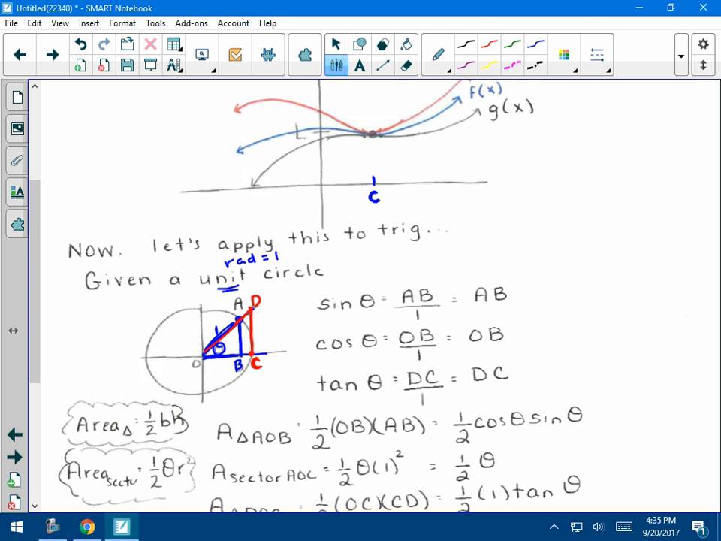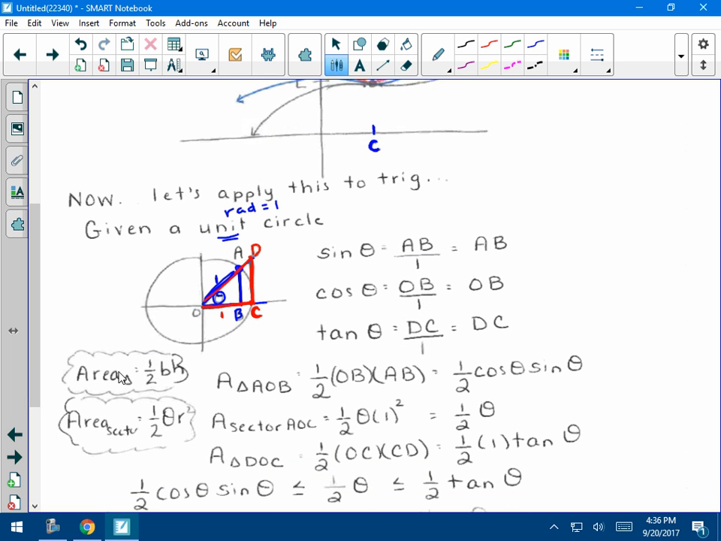So tangent is opposite, which is DC, over adjacent. Now if I go all the way to C, that's got to be equal to 1 because that's a radius. So that's equal to DC. Okay, so I've got that. Now let's talk about areas. Remember, area of a triangle is 1/2 base times height. So the area of triangle AOB would be 1/2 the base, which is OB, times the height, which is AB. Which is the same as saying 1/2 cosine, that's OB, sine, because that's AB.